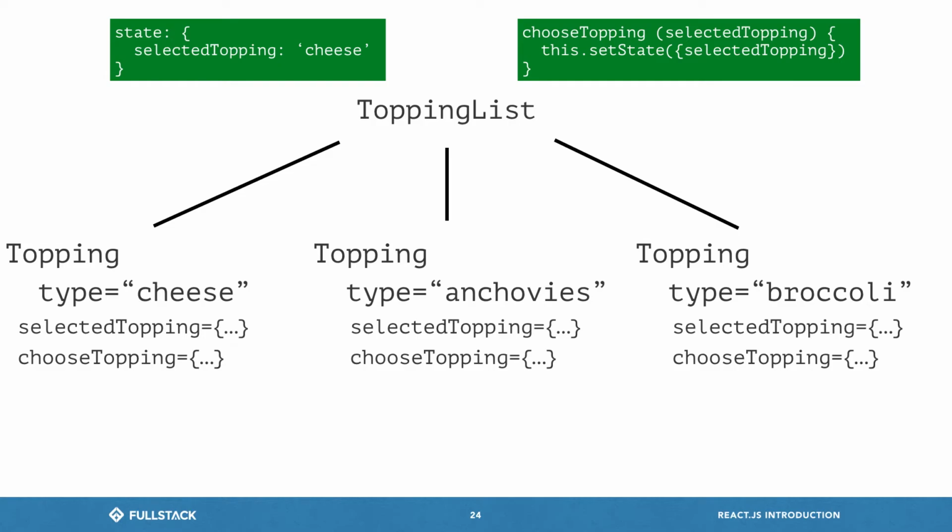This is another reason why binding is so important. We don't know where in our application this function is going to be called. Some other component might actually be calling it. But we still wanted to update the state of topping list. It's this object should always be topping list, even if it's being invoked inside of topping.